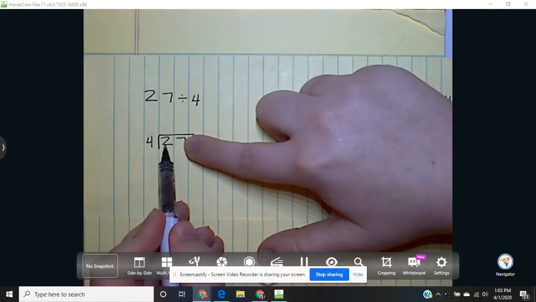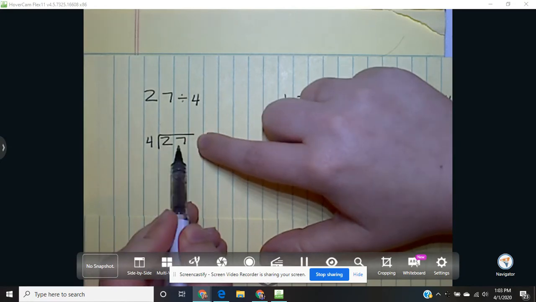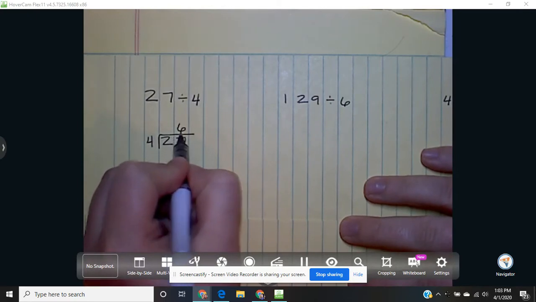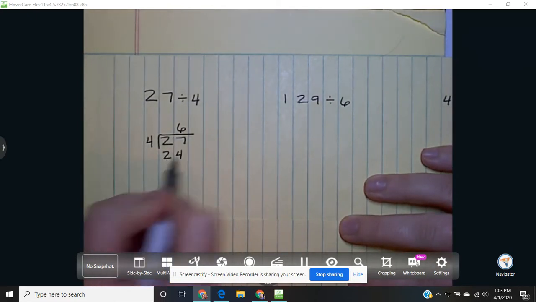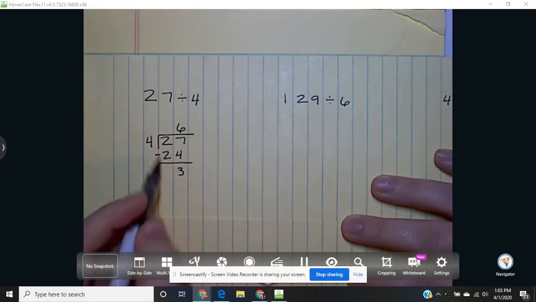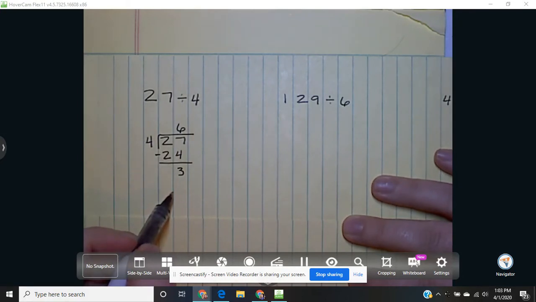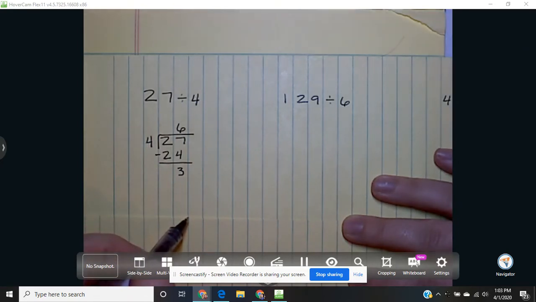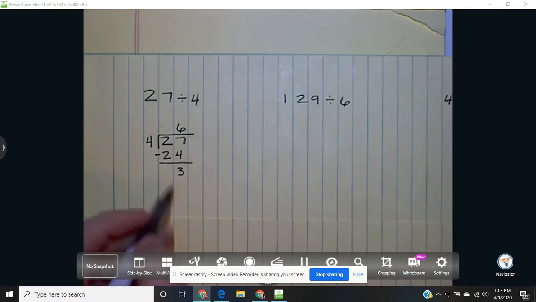4 does not divide into 2 evenly, so I move over to 27. And I know that 4 times 6 is 24. When I subtract, 7 minus 4 is 3, 2 minus 2 is 0. One red flag to always check is that what is left inside is always less than my divisor, so I know that I took out the correct number of groups. If this number is larger than your divisor, we've made a mistake somewhere.